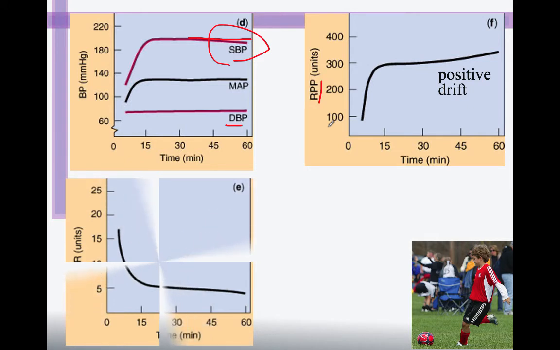And then, not surprisingly, the peripheral resistance is going down. And again, that's because of the vasodilation of the arterioles to the muscles, causing an increase in radius. And you know that the resistance to blood flow is directly related to the radius. The bigger the radius, the less the resistance.